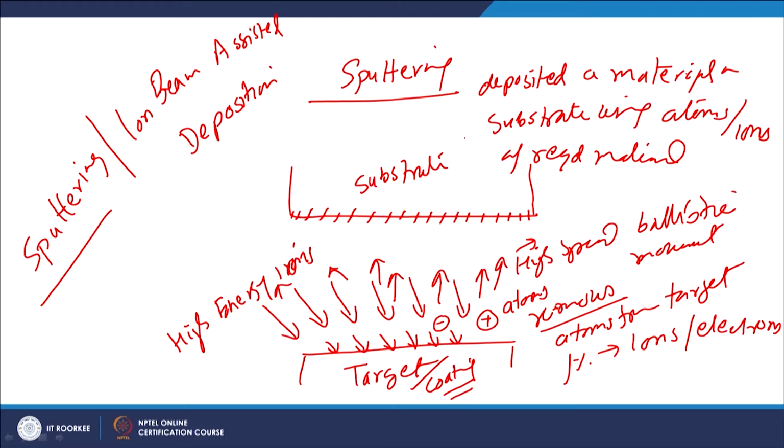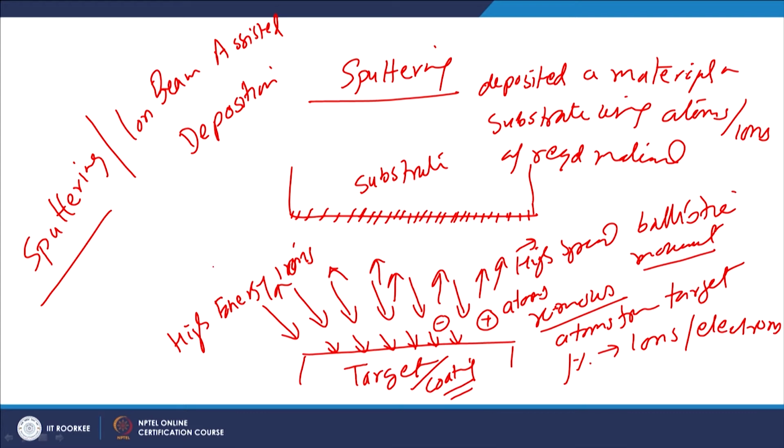The target or the coating material which is to be deposited on the substrate is subjected to the high energy ion beams, so that the material from the target is removed in the form of atoms and ions, and some of these are of very high energy and come out like a ballistic movement. They will be impacting the various surfaces all around, including the substrate surface, and there they get deposited. Once they get deposited, they form a kind of film. So this is the general principle of sputtering.